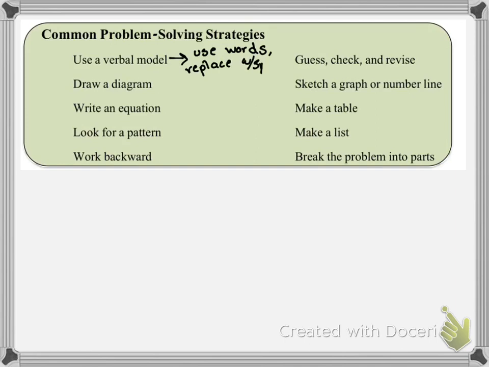What do I mean by math symbols? Replace with symbols, if you can. Add, subtract, multiply, divide, equal signs. And using a verbal model a lot of times leads itself really well into writing that equation. Because once you have it written in words, once you replace it with those symbols, it turns into an equation. One thing, when you write an equation, you need to define the variable.